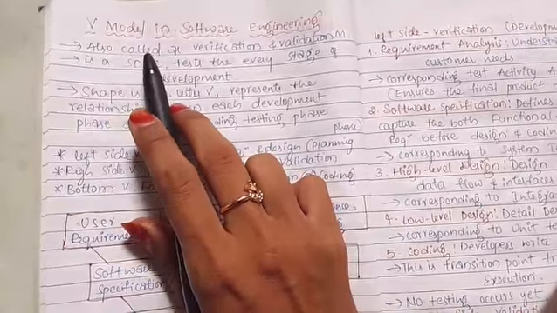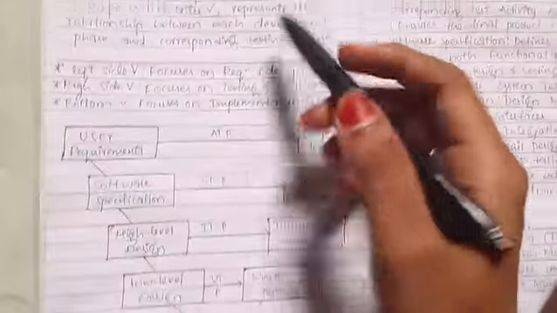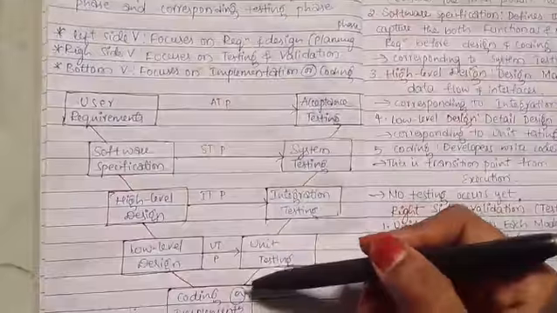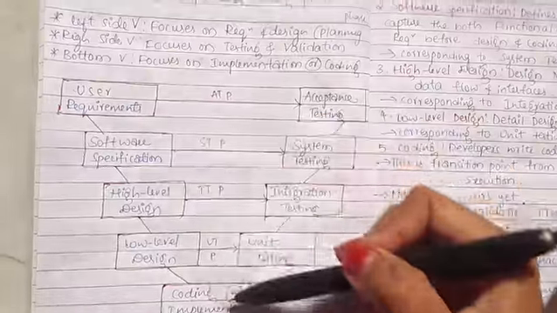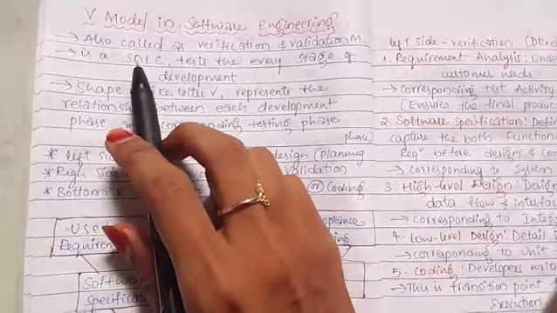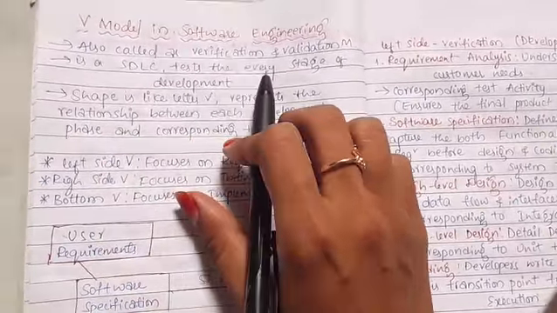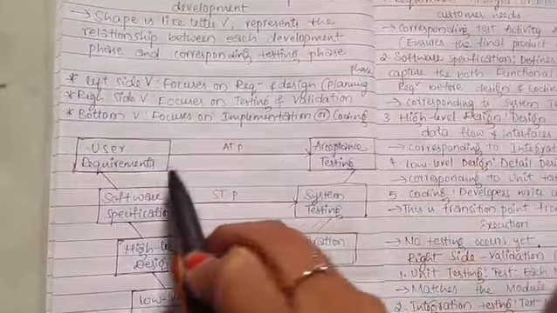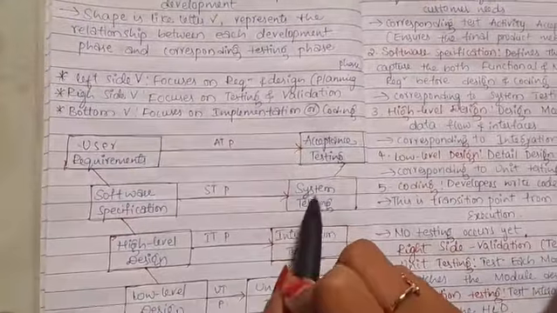It is the V model. It is also called the verification and validation model. Why? Because the left side of the V represents verification and the right side of the V represents validation. That's why it is also called the verification and validation model. It is a software development life cycle. It tests every stage of the development. The testing will happen in each stage.